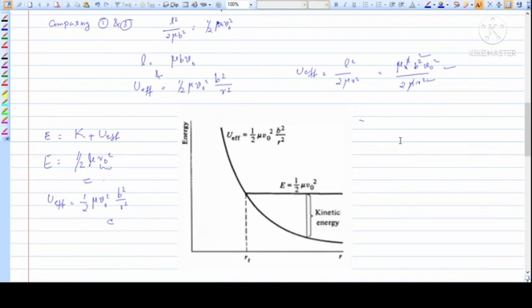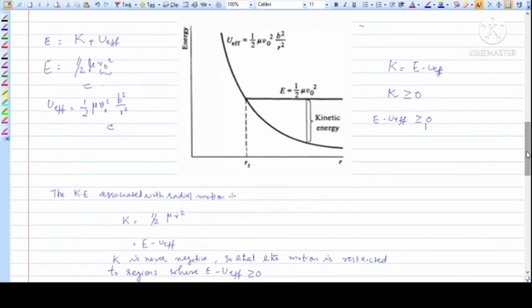And what about kinetic energy? Kinetic energy K is equal to E minus U effective, and we know that kinetic energy must be equal to or greater than 0. So E minus U effective must be greater than or equal to 0. So K is never negative, so the motion is restricted to the region where E minus U effective is greater than or equal to 0.